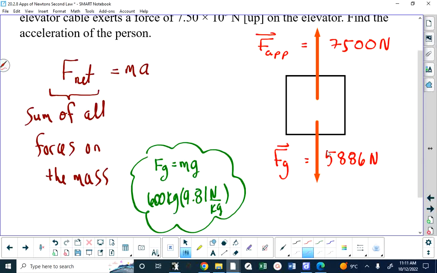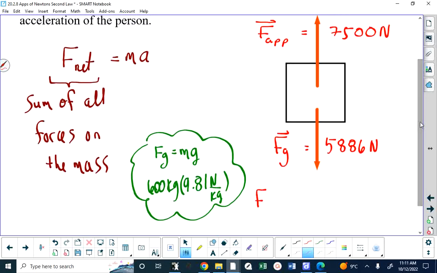So now I want to talk about what I started talking about at the beginning. Nowhere ever do I want to say the force due to gravity is negative 5886. I'm not going to put the negative with the number. What I'm going to do is look at this and say that the net force would have a magnitude equal to the magnitude of the applied force minus the magnitude of the force due to gravity.